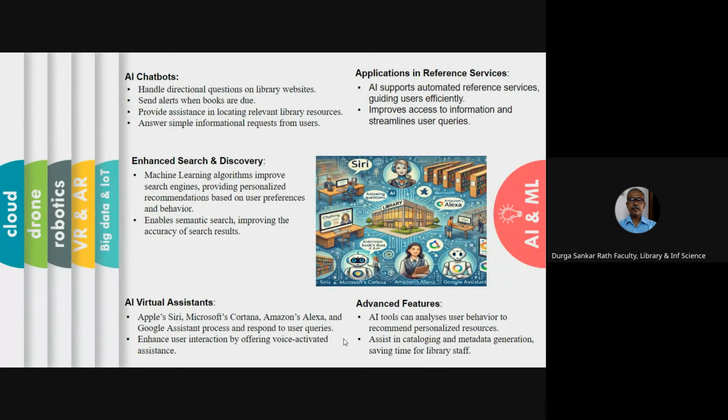Say AI chatbots. In artificial intelligence chatbots, we could handle directional questions on library websites, send alerts when books are due, provide assistance in locating relevant library resources, and answer simple informational requests from users. So instead of the 24 hours ask a librarian, probably we can develop some AI driven systems which could answer the queries of the users readily.